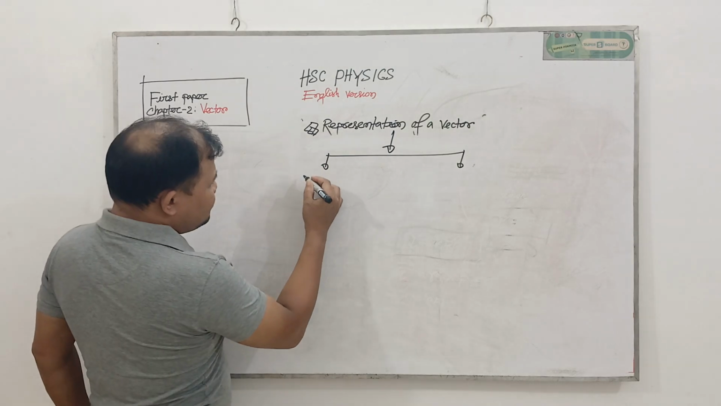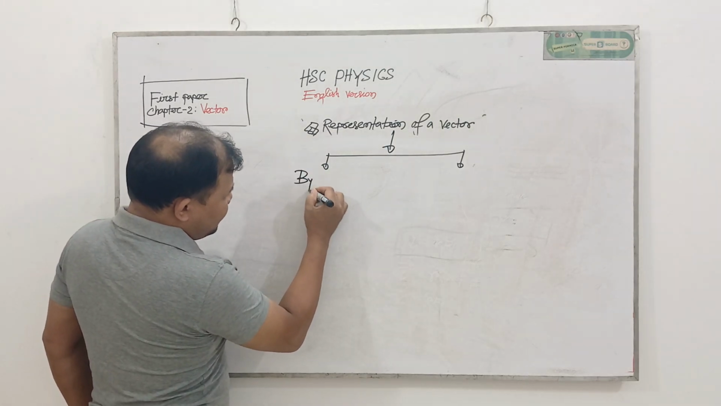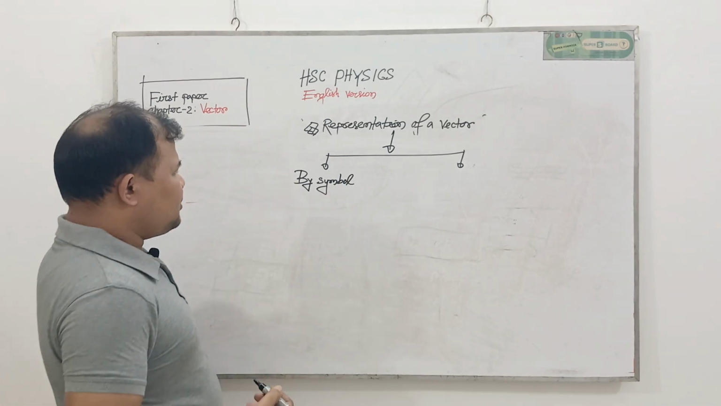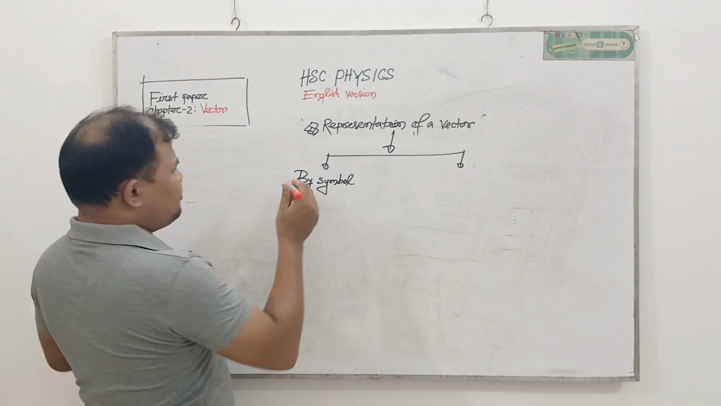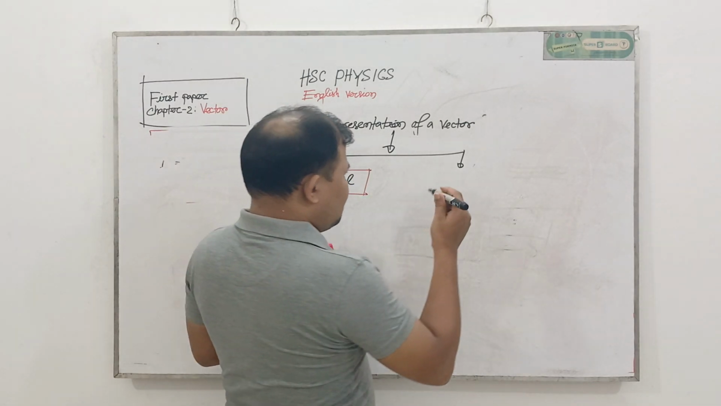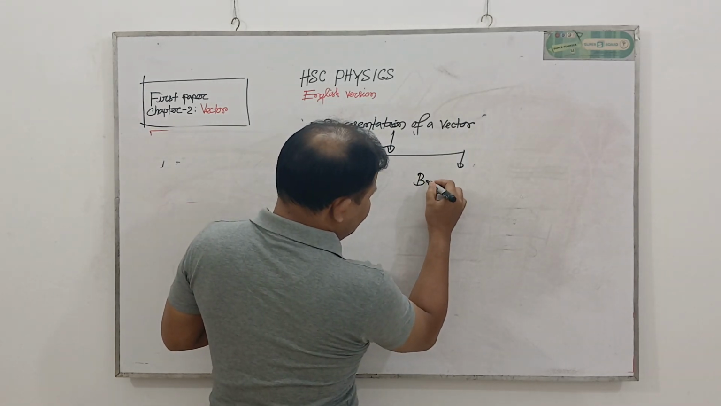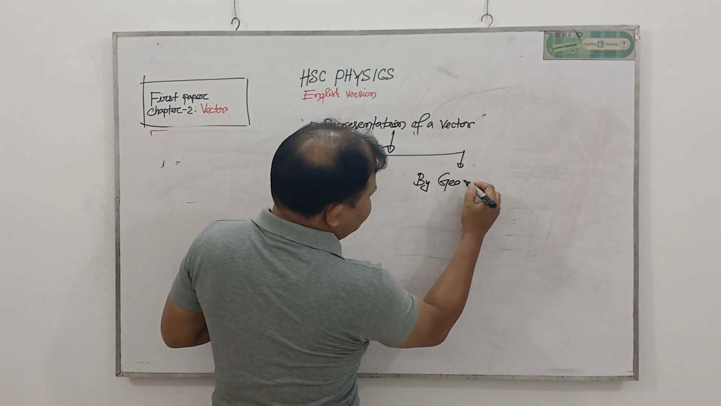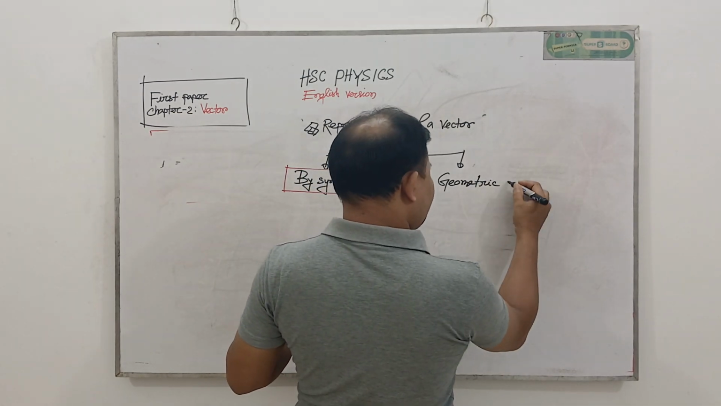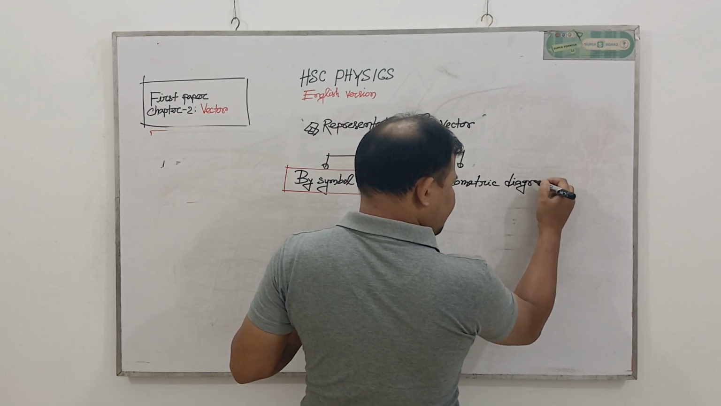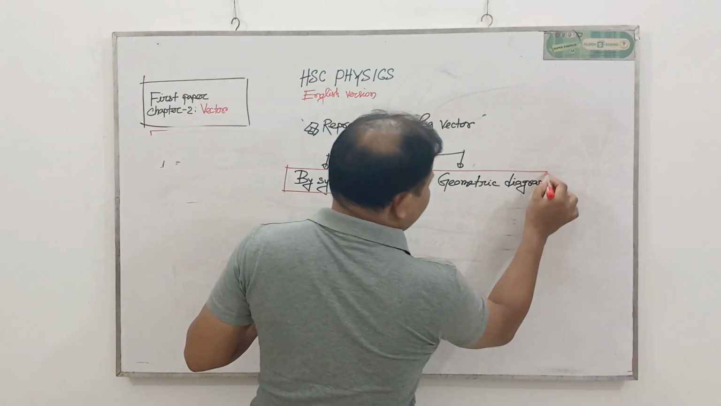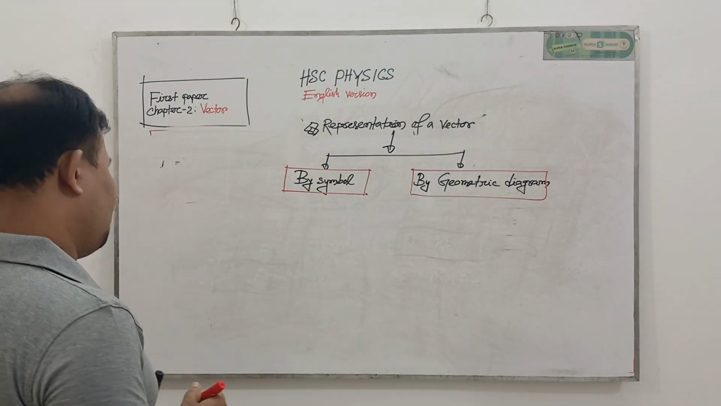One is by using symbol. This is one kind of option for representation of the vector. Another option we have is by geometric way, by geometric diagram. My dear students, these are the two special parts for representation of a vector.